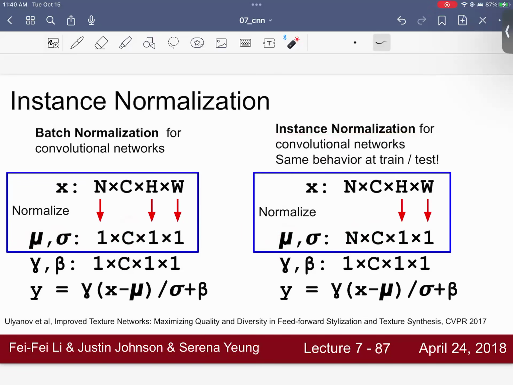And again, it's the same behavior at train and test because your height and width don't change before and after training, right? So it's again easier to code.